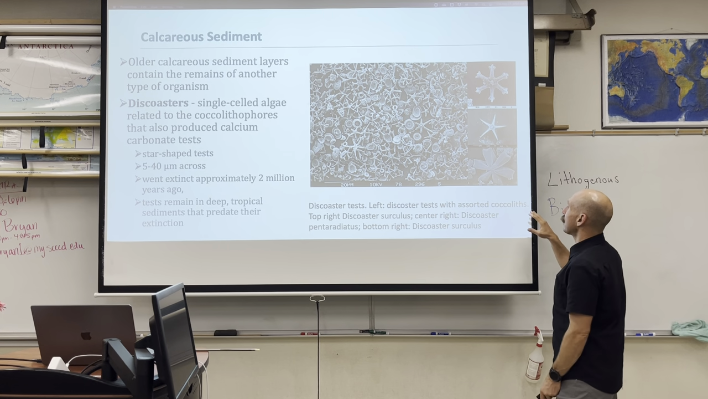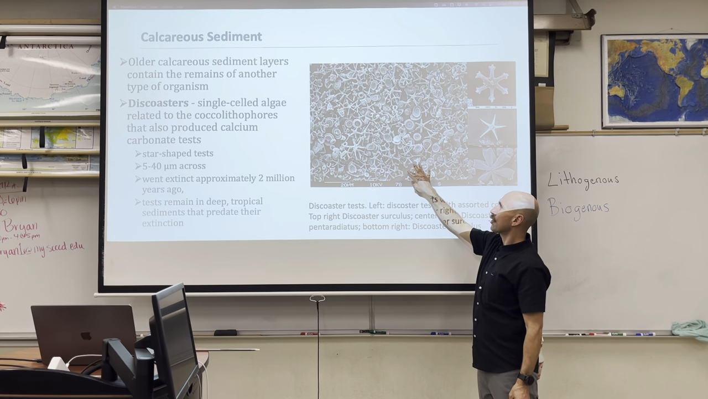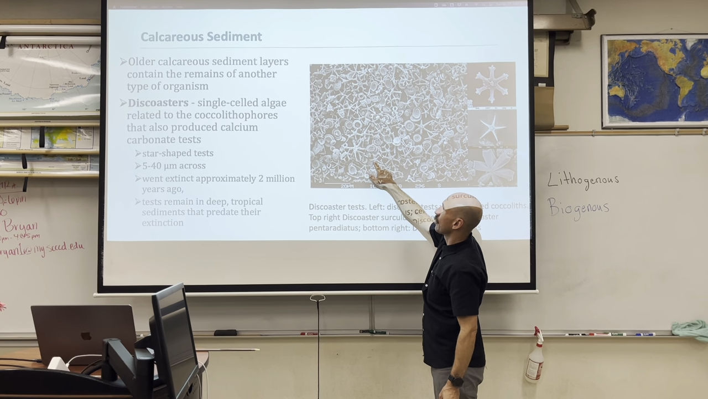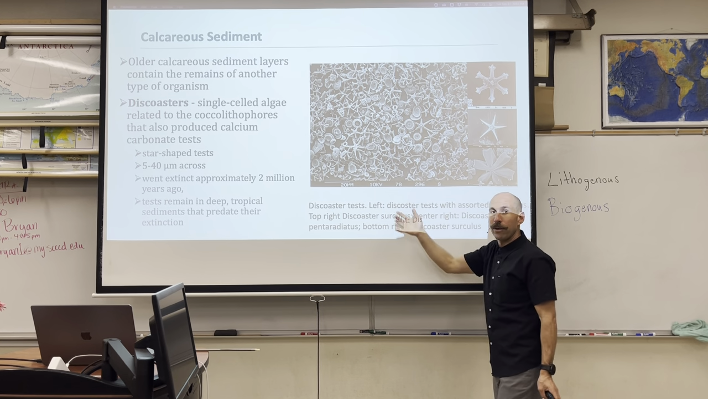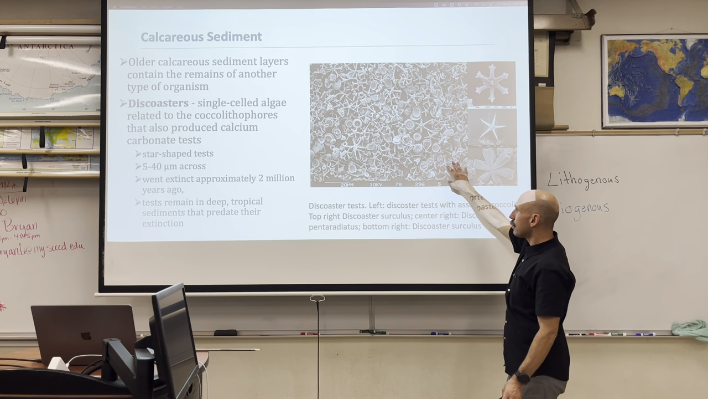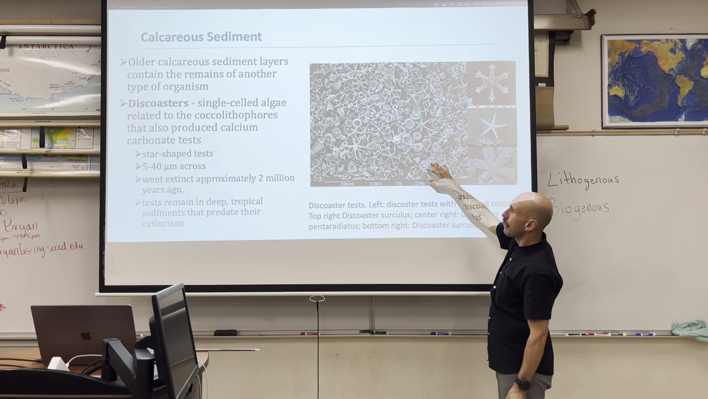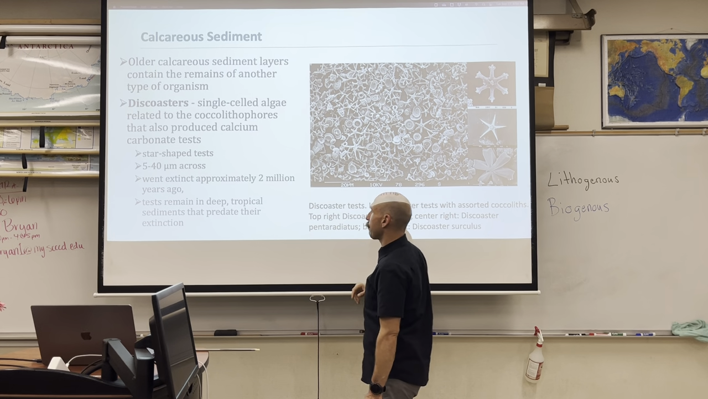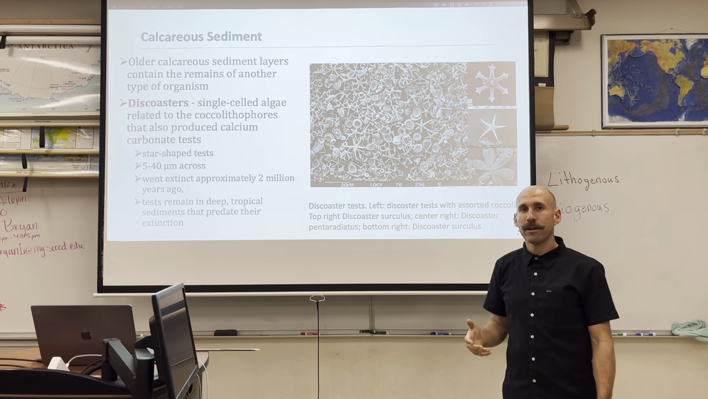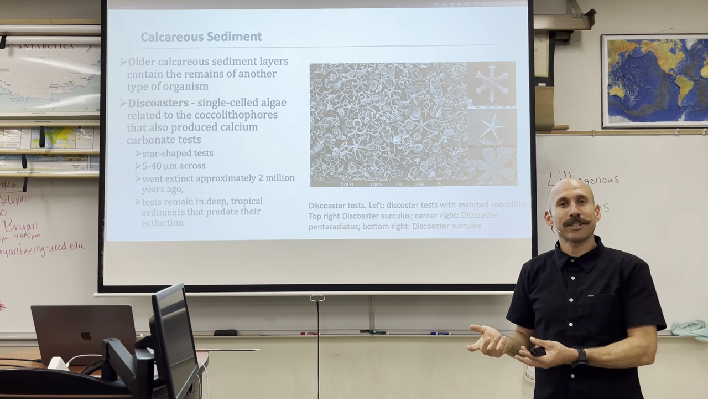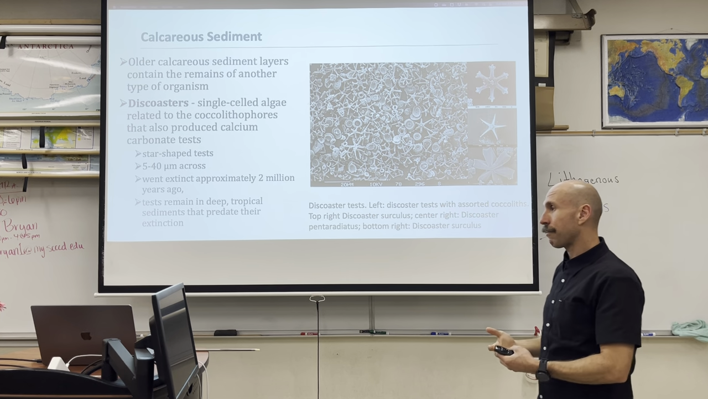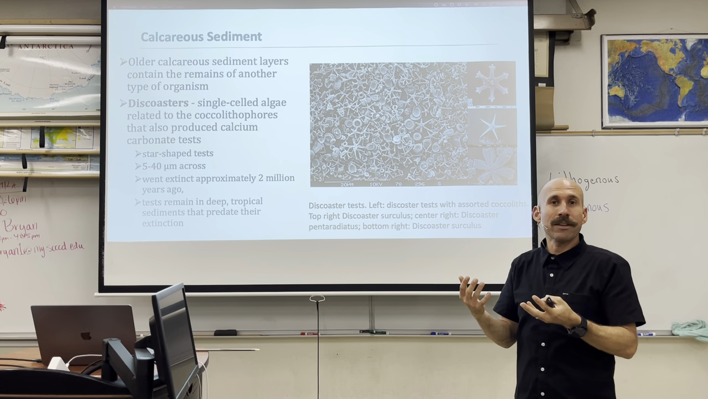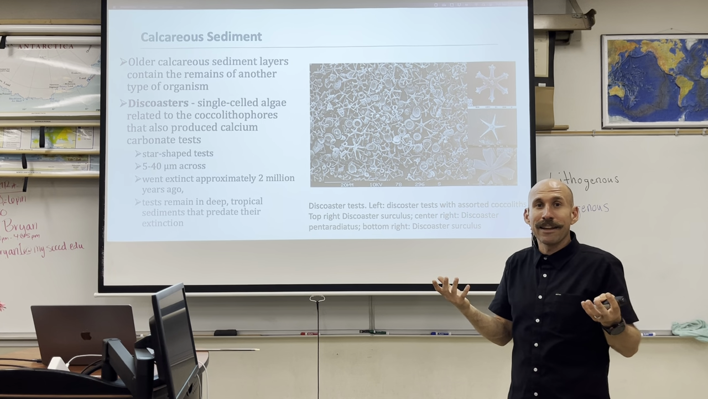These calcareous sediments have been discovered. These are disc coasters. They look like little stars. They're not actually starfish. They're single-celled algae that went extinct about 2 million years ago, but these deposits remain and have given us an inference of areas that were once deep tropical sediments predating their extinction. So their presence helps us to understand past environments, paleoclimates. Again, we're trying to tie this all into the picture of paleoceanography and what lived when and where and how was the planet in Earth's history.